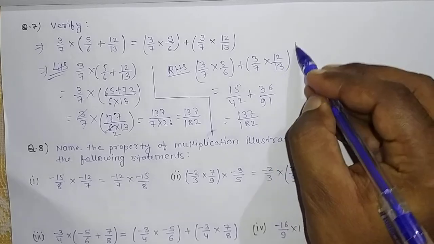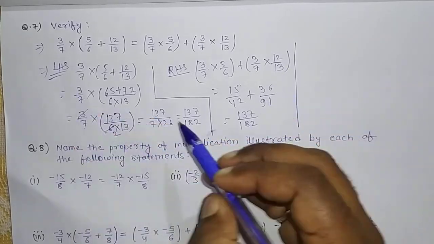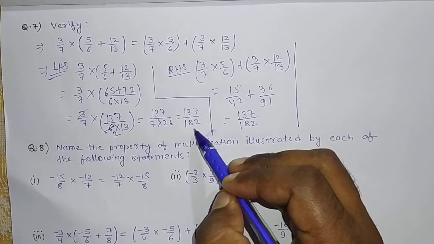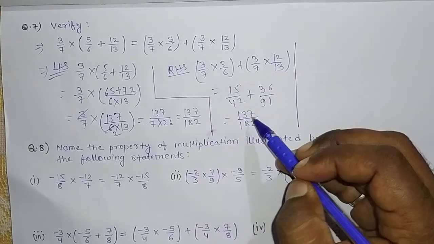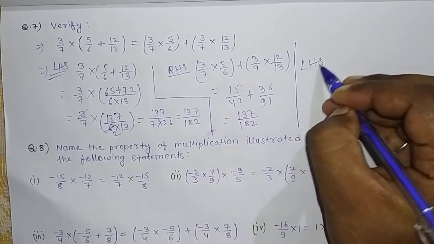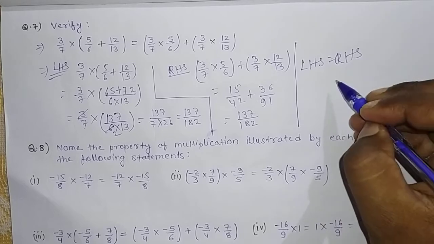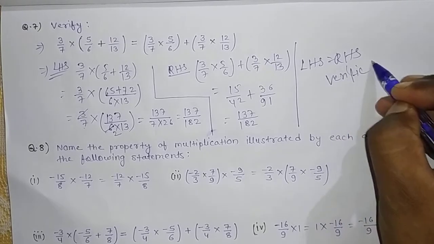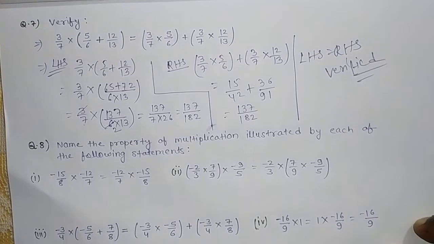Now this is the RHS part. So LHS is 137 upon 182 and RHS is also 137 upon 182. So LHS equals RHS, and this is verified. It's very simple. Now question number 8.